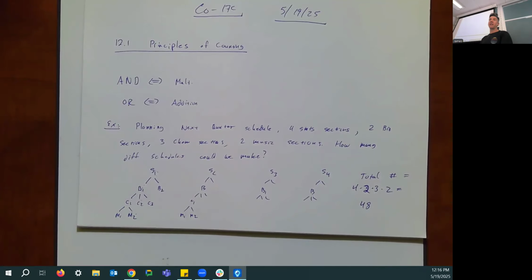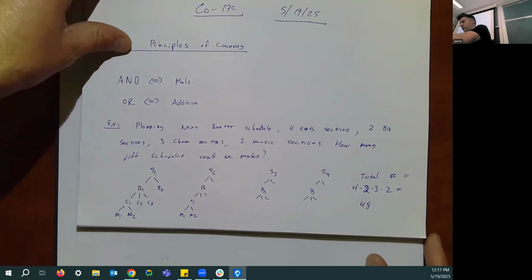So 48 different schedules we can make under this setup. That's kind of it. So really, the first rule of thumb, or rule of counting, is when you're trying to find out how many different ways you can do a bunch of different things together, you end up multiplying all your options together. We have 4 choices for stats times 2 choices for bio times 3 choices for chemistry times 2 choices for music, and that's kind of it.